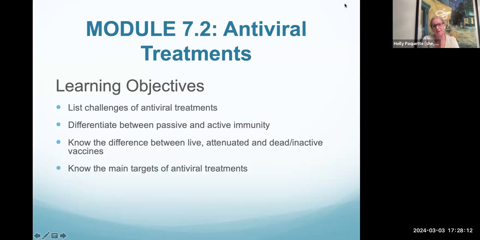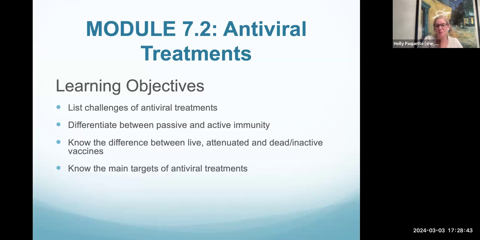So today we're going to talk about antiviral treatments. The first learning objective is that I'd like you to be able to list the challenges of antiviral treatments. So what is hard about treating a viral infection in humans? And we'll talk about that. I also would like you to differentiate between what we call passive and active immunity. Sometimes we can actually treat people in what is called a passive way, and then we can also do prevention using what is called active immunity. We are going to talk about vaccines in this particular lecture.